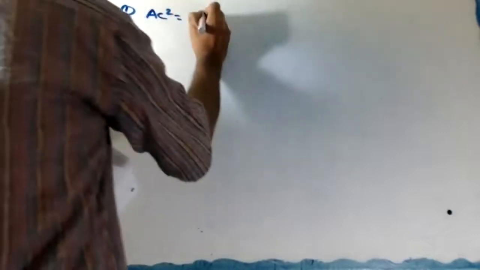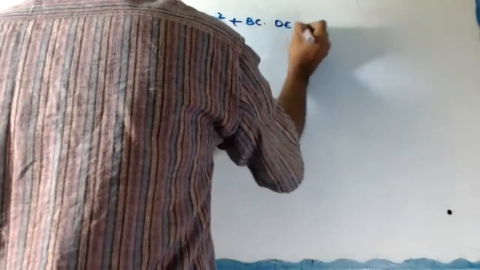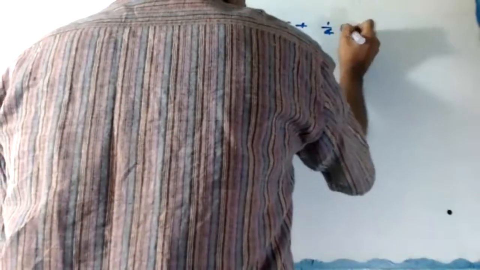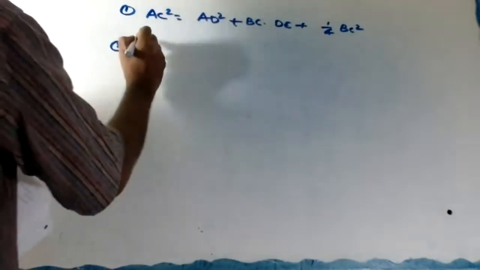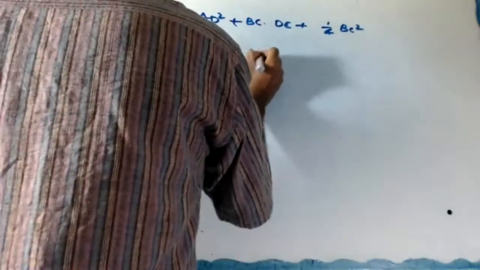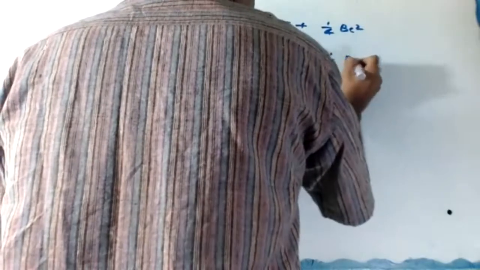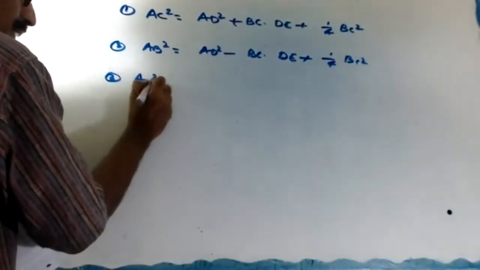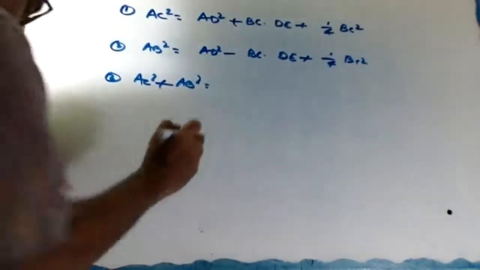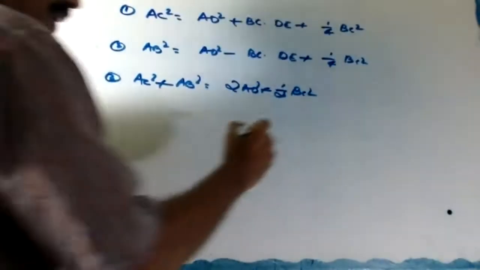Prove that one. AC square equals AD square plus BC into DE plus 1 by 4 BC square. 2: AB square equals AD square minus BC into DE plus 1 by 4 BC square. 3: AC square plus AB square equals 2 AD square plus half BC square. Okay, figure I'll give you.